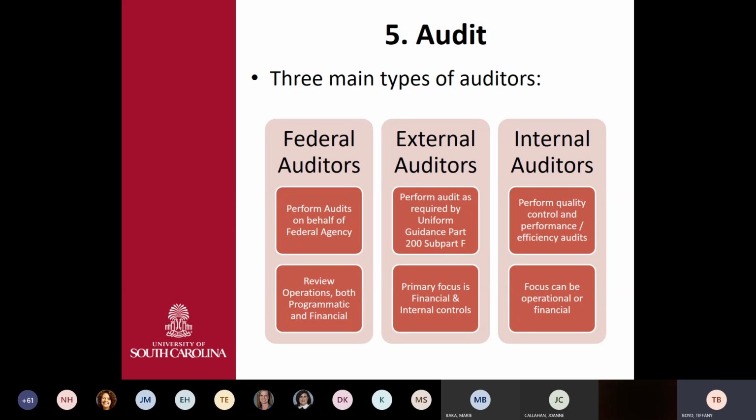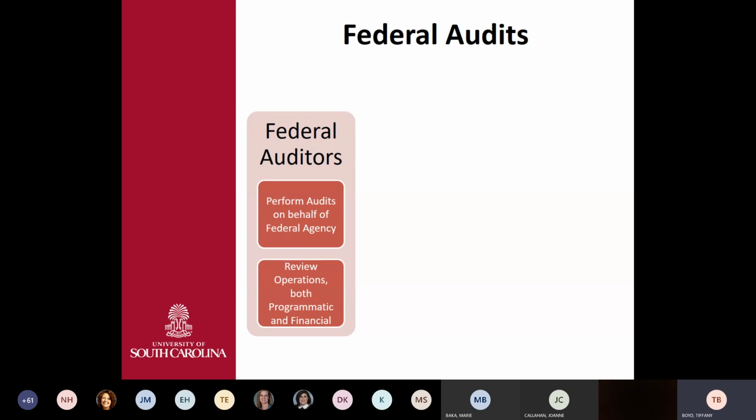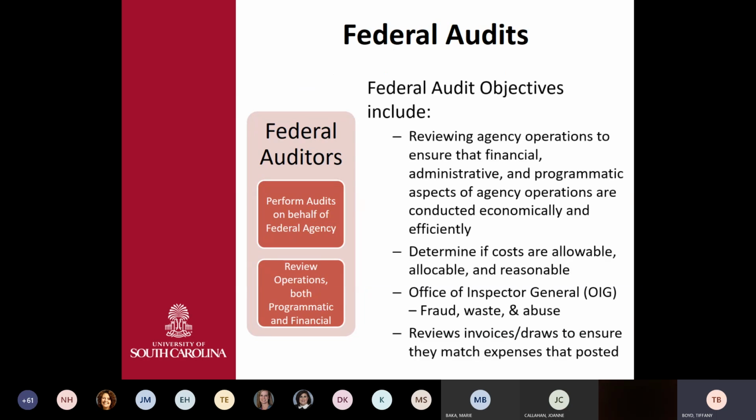And the same thing is true with your federal or your sponsor auditors. So federal auditors, again, they perform audits on behalf of the federal agency, and they can review operations to ensure that financial, administrative, programmatic aspects of the operations are conducted both economically and efficiently. They're also looking to determine if costs are allocable and reasonable. They can get OIG involved if they believe fraud, waste, and abuse is an issue. And they're reviewing your invoices or draws to ensure that they match expenses that have posted in the system. So again, going back to those manual invoices, number one reason you can't do it.